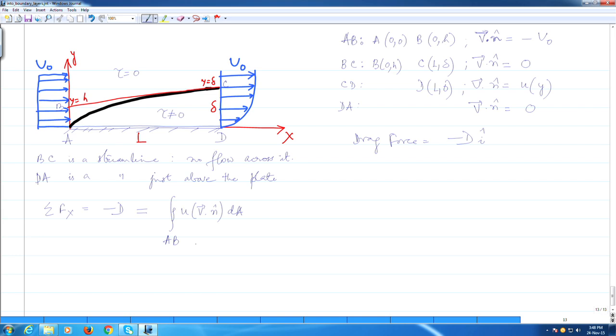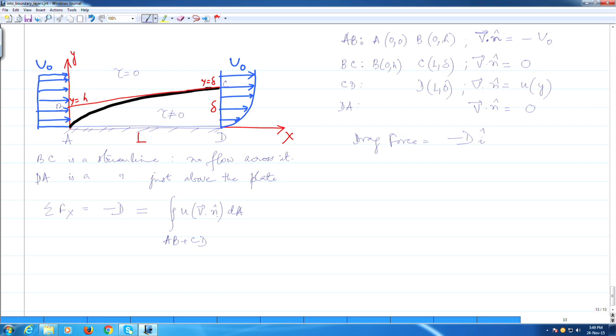AB, and so V dot N, as you can see, is 0 at BC and DA. So, all we have to do is AB and CD. This whole thing is AB and CD. So, these are the two, entrance and exit. So, that is all we have to do.